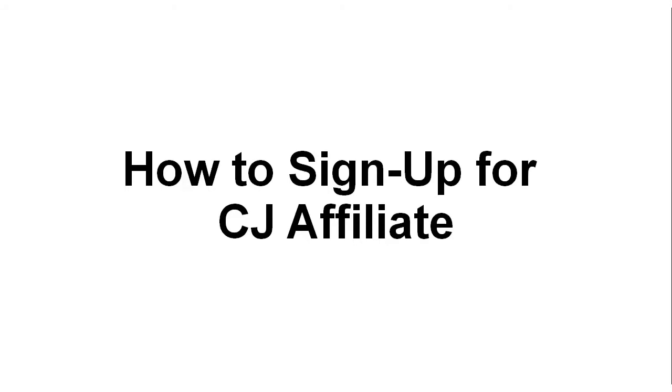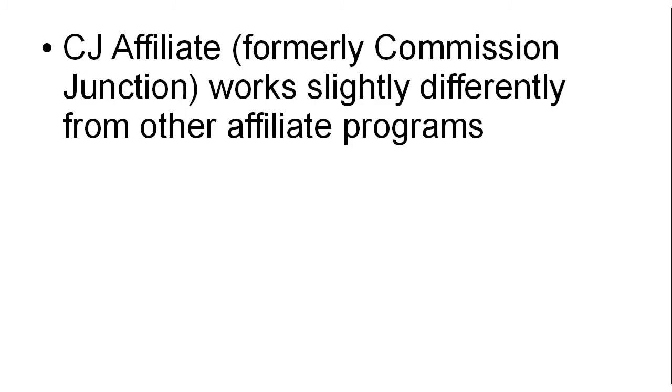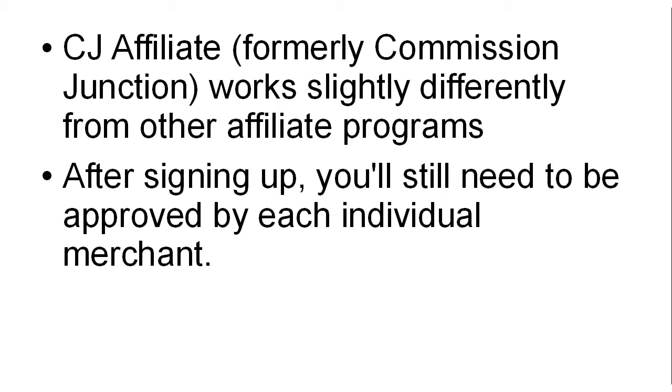In this video, I'm going to explain how you sign up for CJ Affiliate. CJ Affiliate, which was formerly known as Commission Junction, works slightly differently from other affiliate programs. In fact, CJ Affiliate acts as a facilitator for different companies' affiliate programs. So each company, each website is independent, but they do their affiliate program through CJ Affiliate. So CJ Affiliate coordinates everything from all these different companies. So after signing up, you'll still need to be approved by each individual merchant.